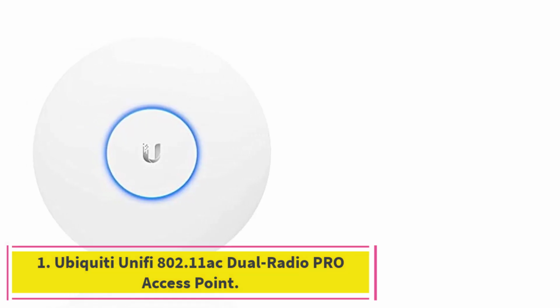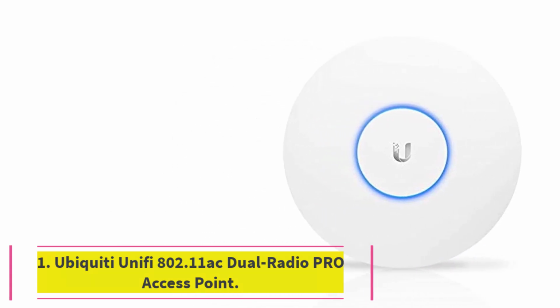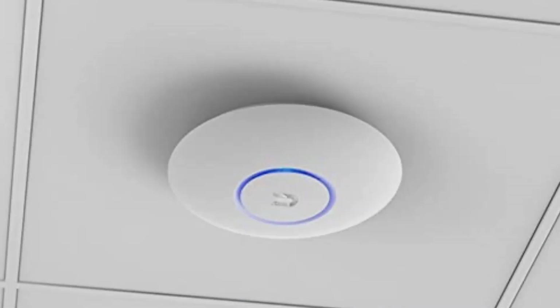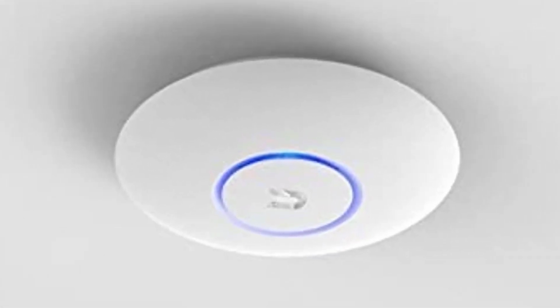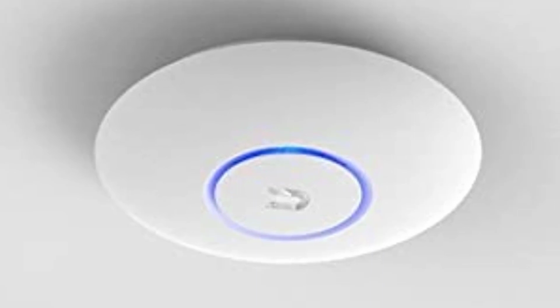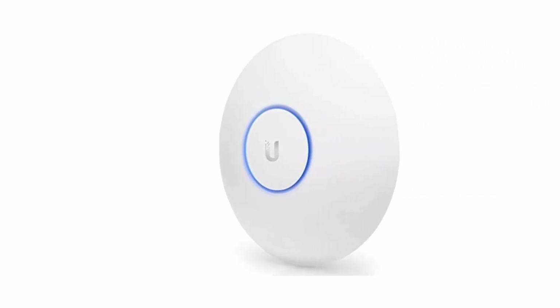Starting at number 1. Ubiquiti Unifi 802.11ac Dual Radio Pro Access Point. The Ubiquiti Unifi Dual Radio Pro WAP is one of the best Wi-Fi access points you can choose regarding performance and reliability. This WAP features a weatherproof and a 3x3 MIMO design.